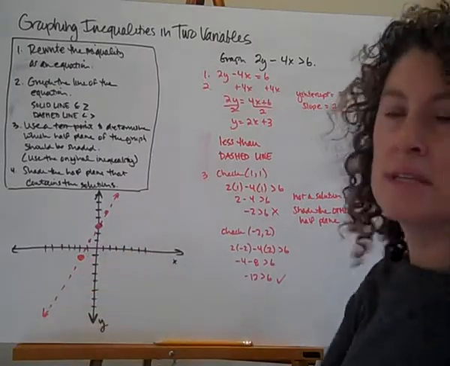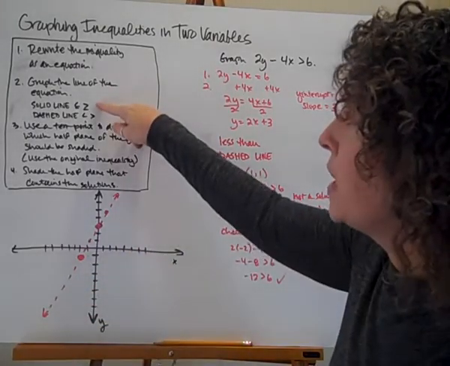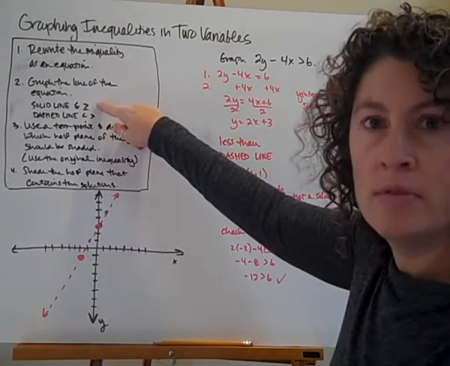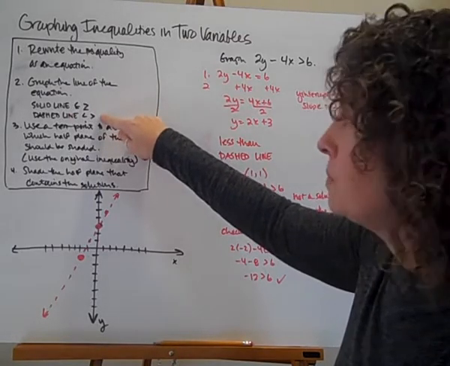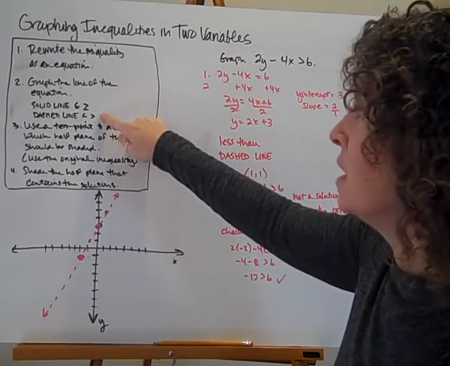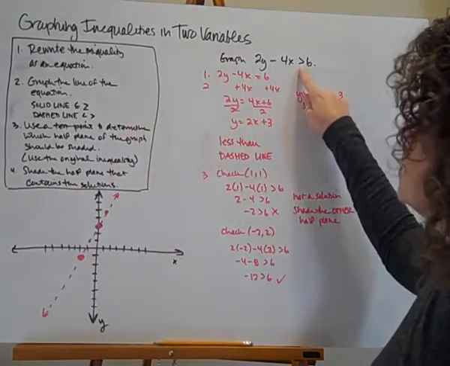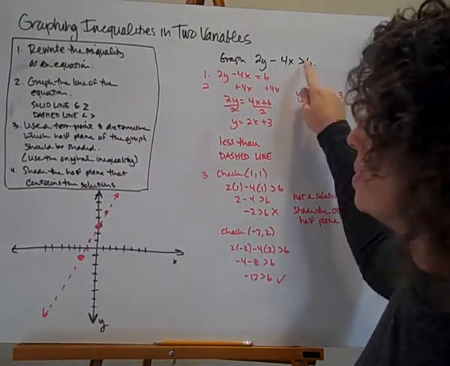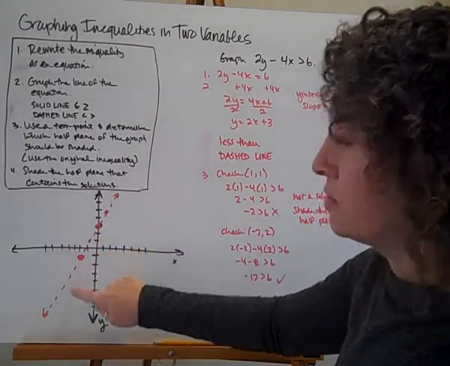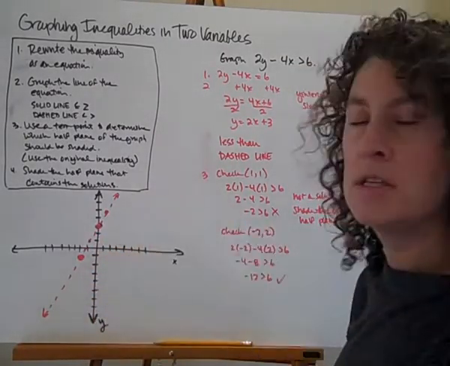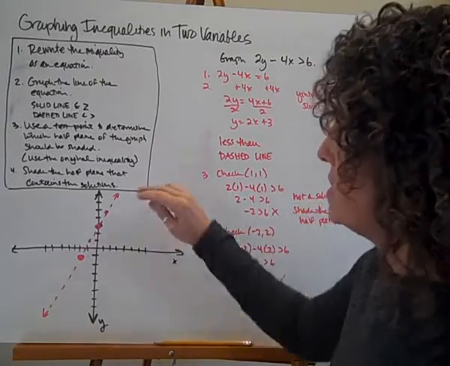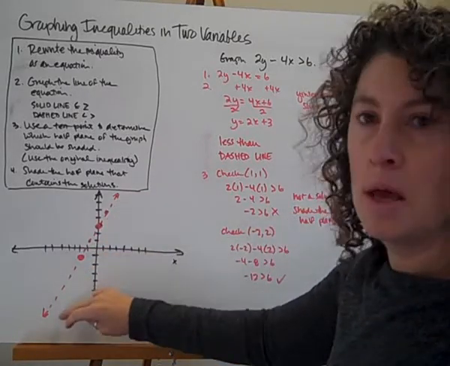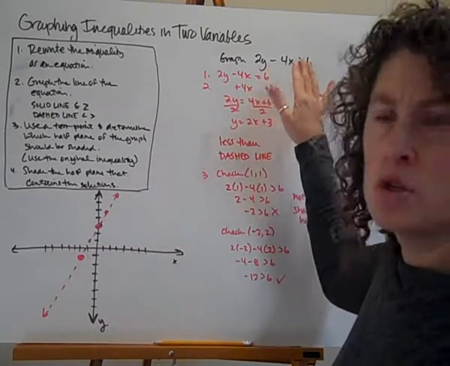We need to figure out how to draw the line of my equation. We're going to use a solid line if we have an equals to in our inequality, and we're going to use a dashed line if we do not have an equal sign in our inequality. So our original here just said greater than, not equal to. So I'm going to use a dashed line to represent this. The dashed line is very similar to the open circle on our number lines.